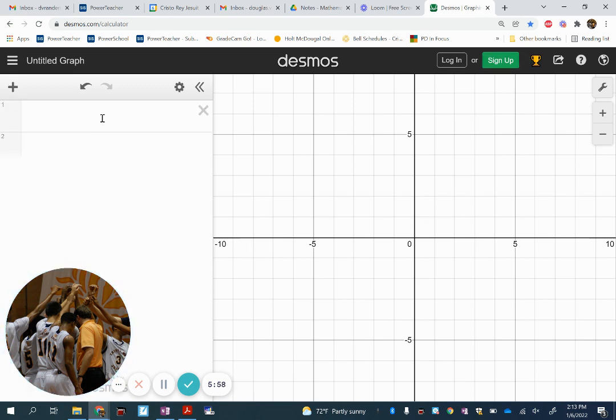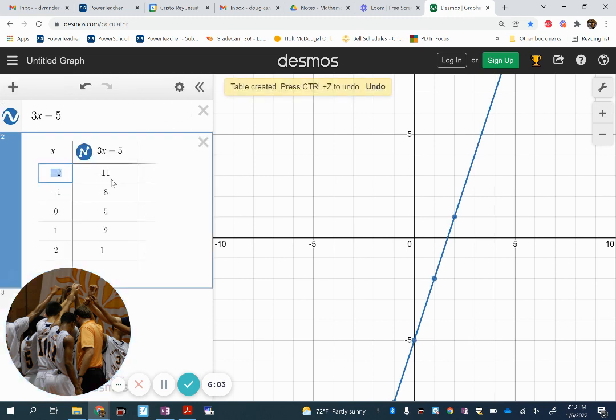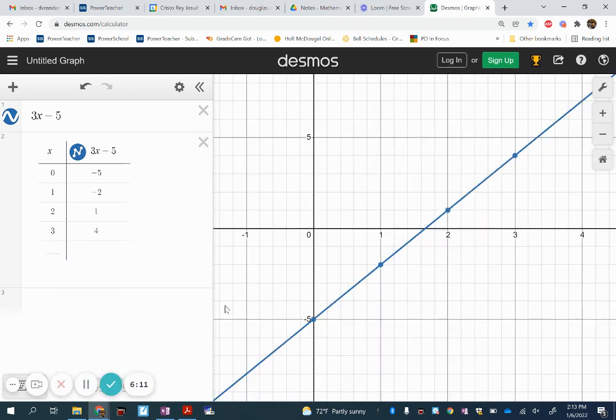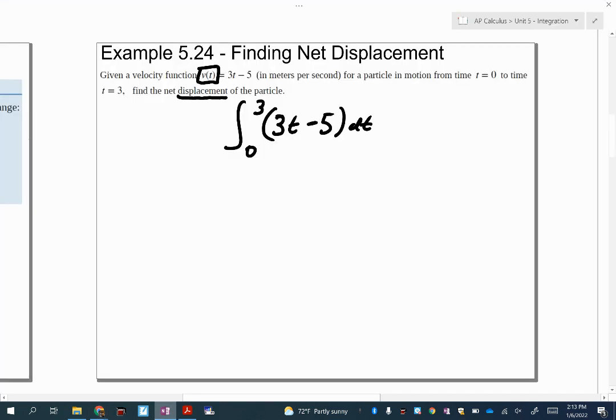So if I plot 3t minus 5, and I'm looking at between 0 and 3, you can see right here that I'm looking at my two triangles, right? There's one here and there's one here. And so ultimately, when I'm trying to find the net displacement, I'm going to be finding that area underneath that curve. In this case, it is a line again, okay? So let's find the antiderivative of 3t minus 5.